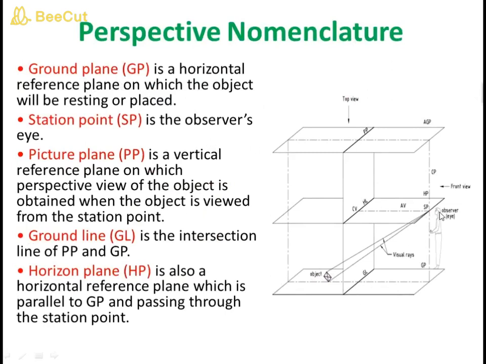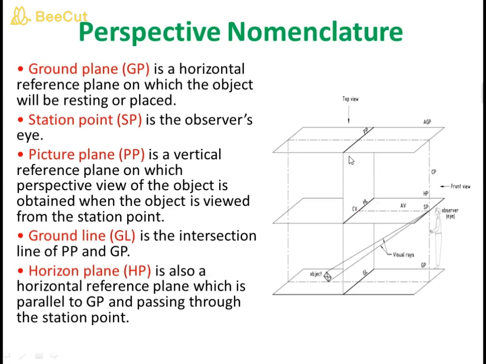Station point. The eye level of the observer is denoted by the station point. In some textbooks it is denoted by E, which means eye. But in our problems we represent this point by capital S, because that is a single point, the station point, and its front view is denoted by S dash and its top view is denoted by small letter s. In orthographic projection, you learned how to express a single point. The front view of that point is A dash, the top view is small letter a. Similarly, the front view of capital S, the station point, is S dash, and the top view is small letter s.